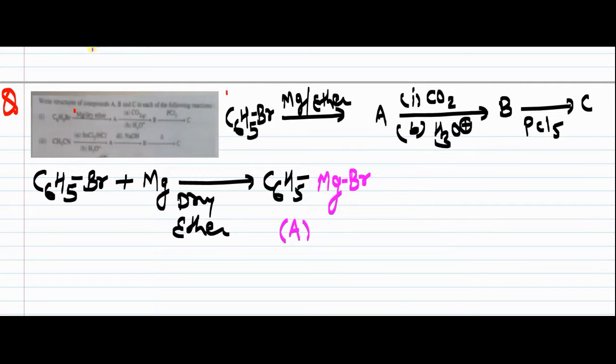The Grignard reagent further reacts with CO2. The result is an addition product, C6H5COOMgBr.